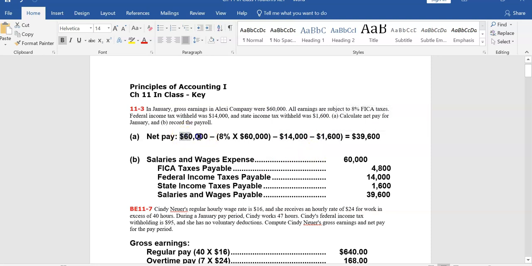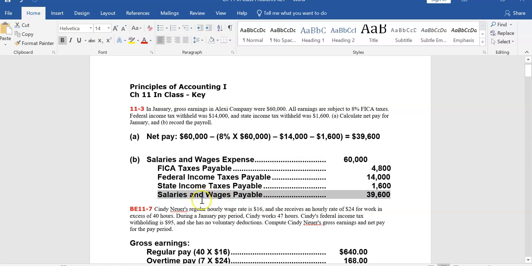So the employees earned $60,000. That's the total expense that the company incurred. But the actual cash being paid to the employees is only $39,600 because they withheld FICA, federal income tax, and state income tax. The amount of expense to record is the full gross pay. So we will debit the expense account for $60,000. The amount that will be paid to employees, we haven't paid it yet.